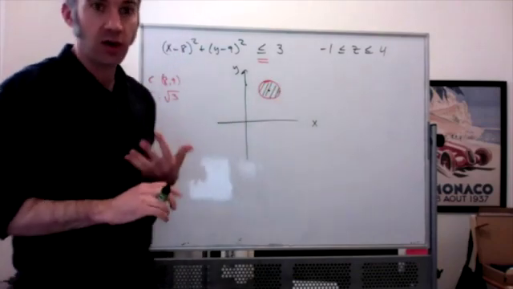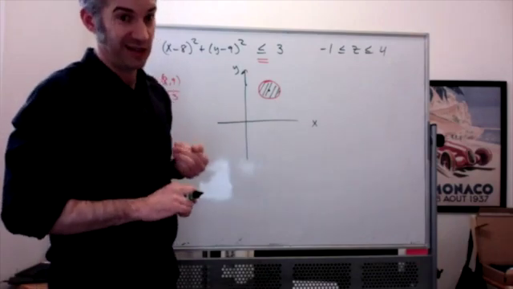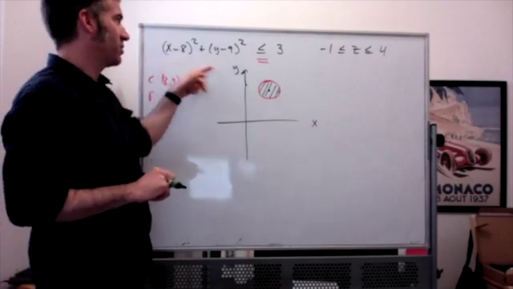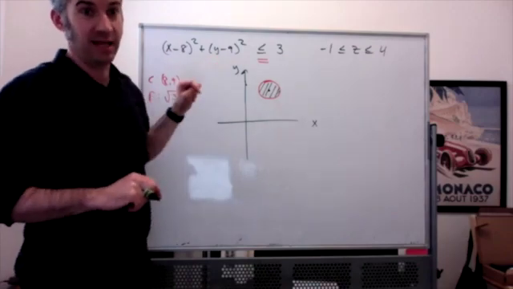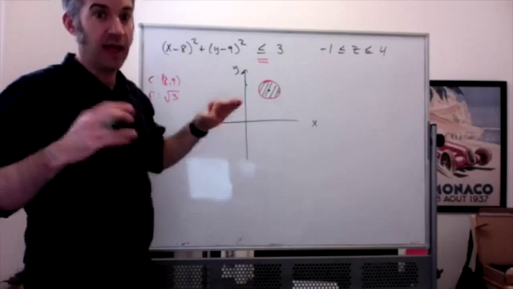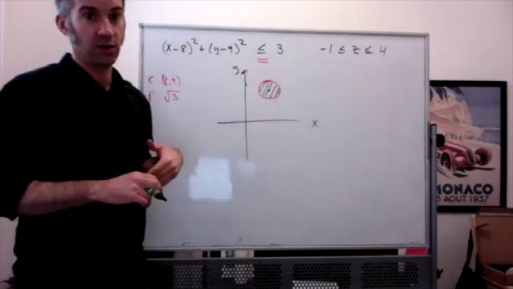If you're not sure if you're inside or outside, test the point. I usually test the center. If I test the point (8, 9), (8 minus 8) squared plus (y minus 9) squared is 0 plus 0, and that is less than or equal to 3. So if your point satisfies the inequality, then everything on that side of your boundary also satisfies the inequality.